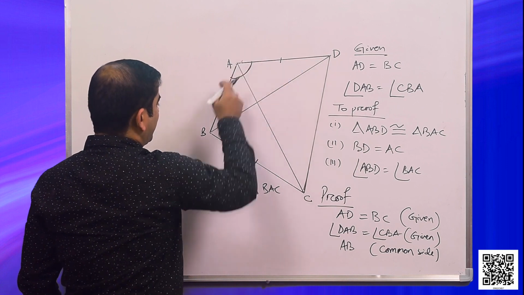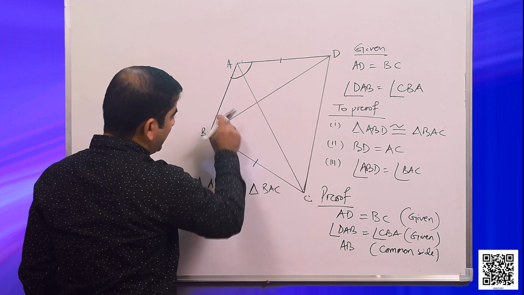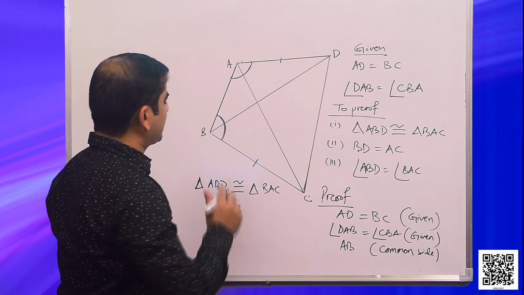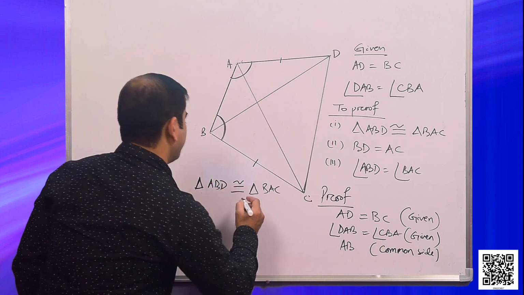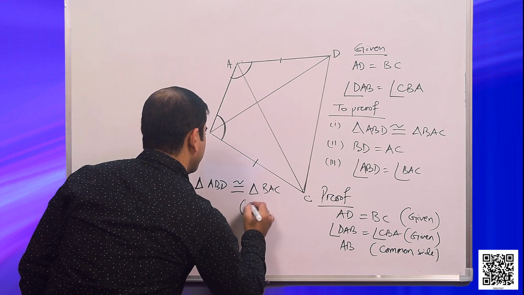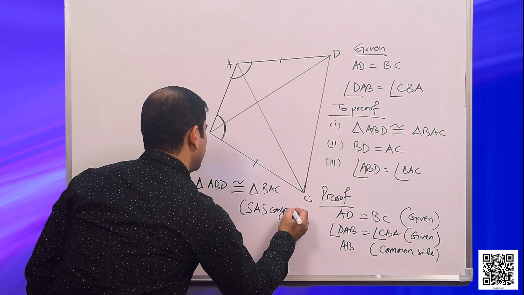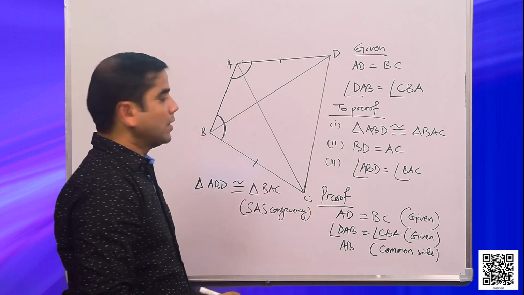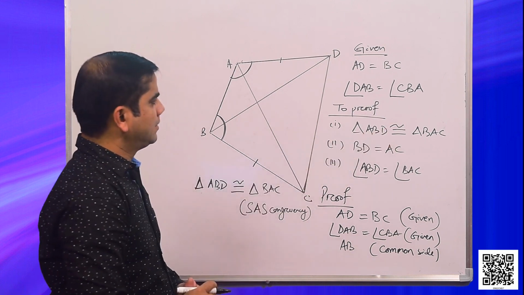See, AD, AB and included angle, AB, BC and included angle. So, the included angles are also the same. That is why triangle ABD is congruent to triangle BAC by side angle side congruency. So, we have proved that triangle ABD is congruent to triangle BAC.